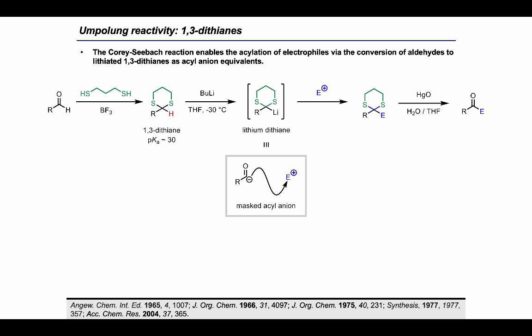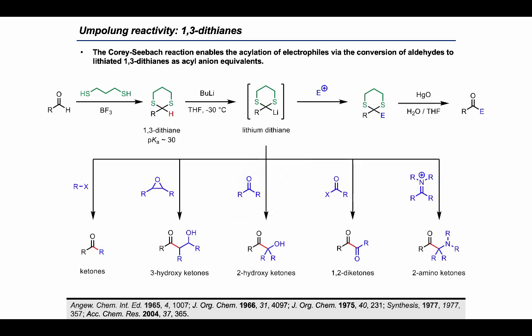Mercury oxide is typically used, exploiting the high affinity of mercury(II) for thiolates. More modern deprotection methods include the use of hypervalent iodine reagents. The lithiated 1,3-dithianes can be alkylated with a range of carbon electrophiles, including alkyl halides, epoxides, ketones, acyl halides, and iminium salts. Following oxidative deprotection of the dithiane group, a variety of functionalized ketones are generated.